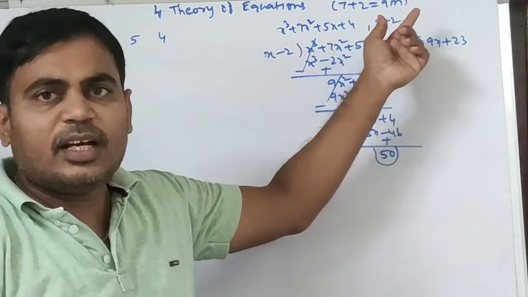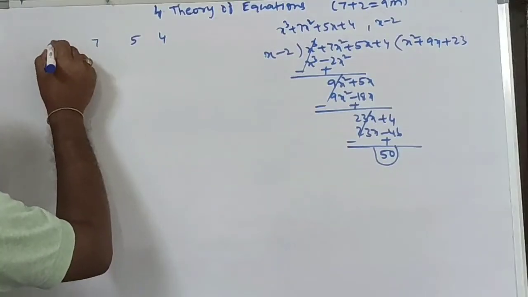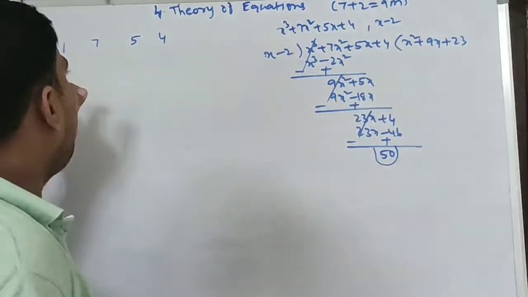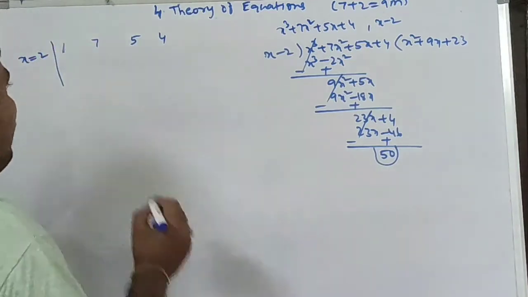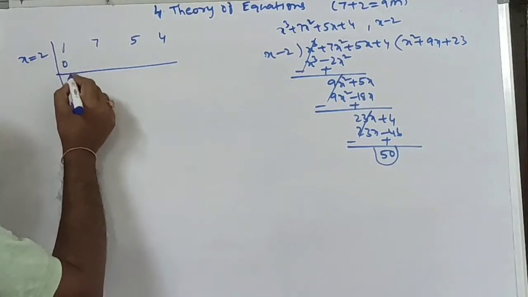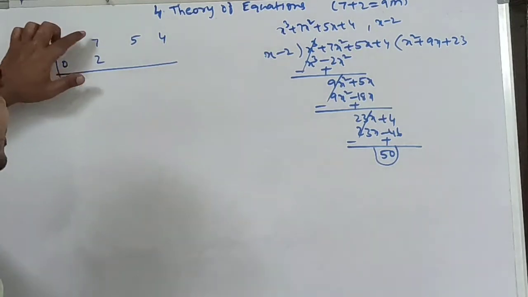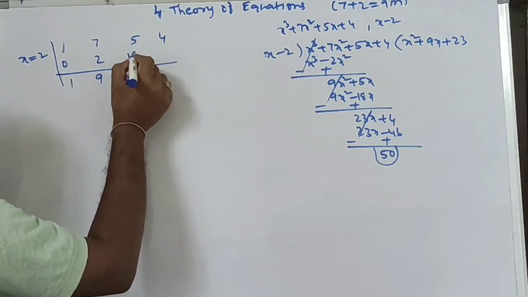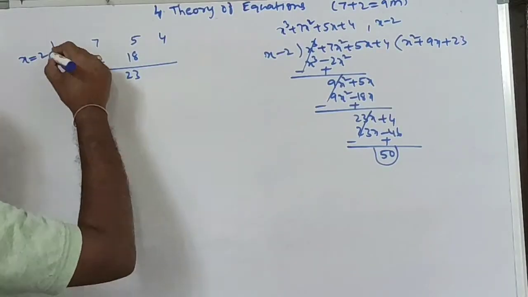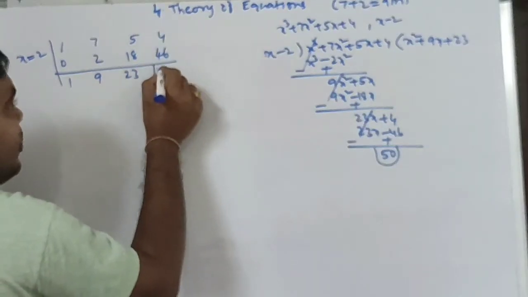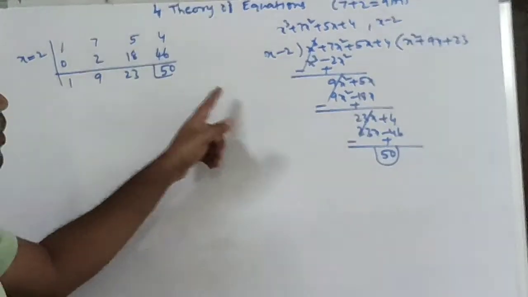We are dividing with x minus 2, that's why I am taking x equal to 2. If we divide with x plus 2, I am keeping x equal to minus 2. Initially we should take 0. 1 plus 0, adding, not subtracting. 1 plus 0, 1. 2 into 1, 2. 7 plus 2, 9. 2 into 9, 18. 5 plus 18, 23. Next, 2 into 23, 46. Adding 4 plus 46 equals 50. So 50 is the remainder.